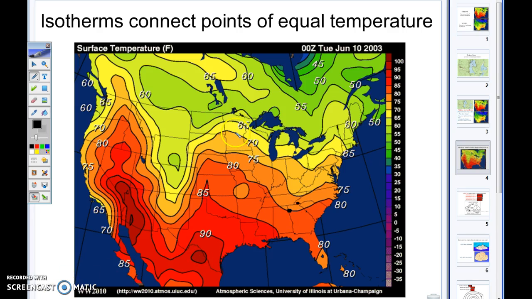And a location here, this would be 70 degrees. This is because it's located on the 70 degree isotherm. So, if I were to ask you what is the temperature of this location here in Texas, you would tell me that it is 85 degrees, because it's on the 85 degree isotherm.